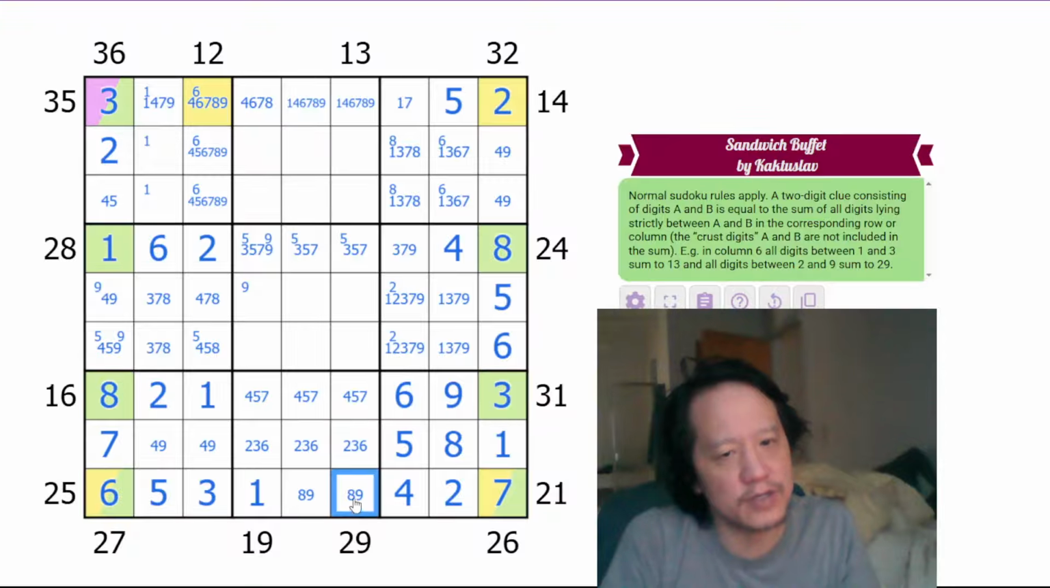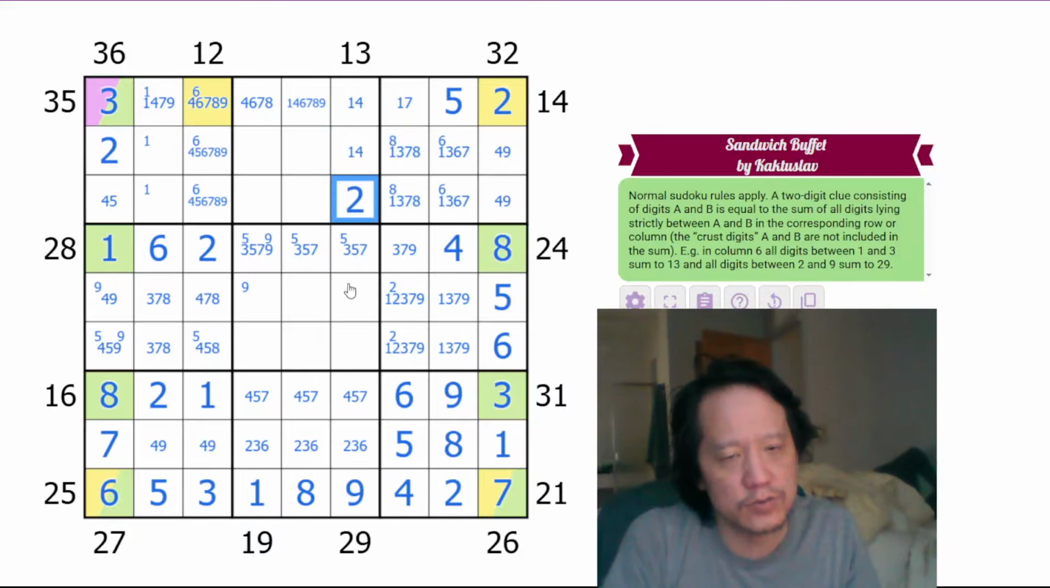So this has to be 9 here. That makes this 8. We have to have 1, 4, and 2 outside. So this has to be 1, 4 as a pair, and then this must be 2. Which eliminates 1 and 4 in the rest of the column. This can't be 4, this can't be 2.